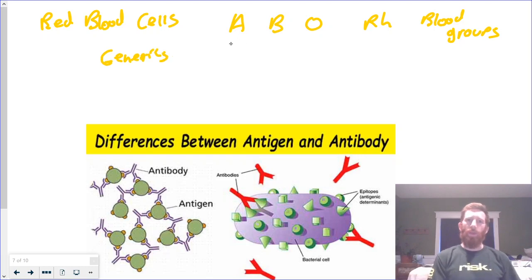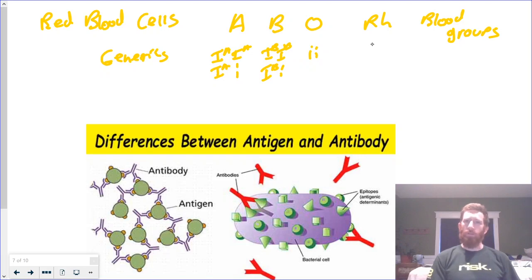Genetics. If you have type A blood, it could be I^A I^A, or I^A i, right? If you have type B blood, you could be I^B I^B, or I^B i, right? So this would be the homozygous condition. This would be the heterozygous condition. If you have type O blood, you only have one choice. You can be little i i, and that's it.